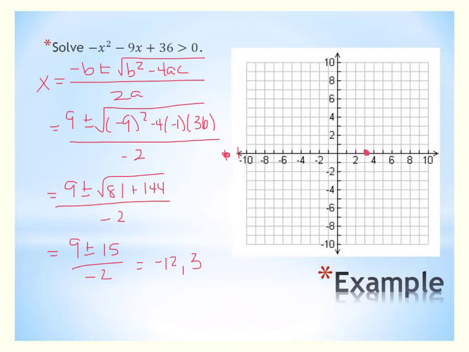Let's see here. Axis of symmetry is going to be halfway between those, which I think is going to be at -4.5. So I'm putting that into my equation, and I'm going to get 56.25.